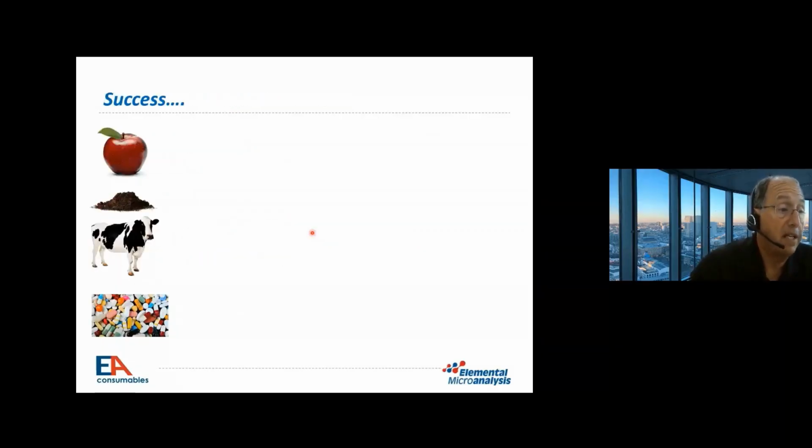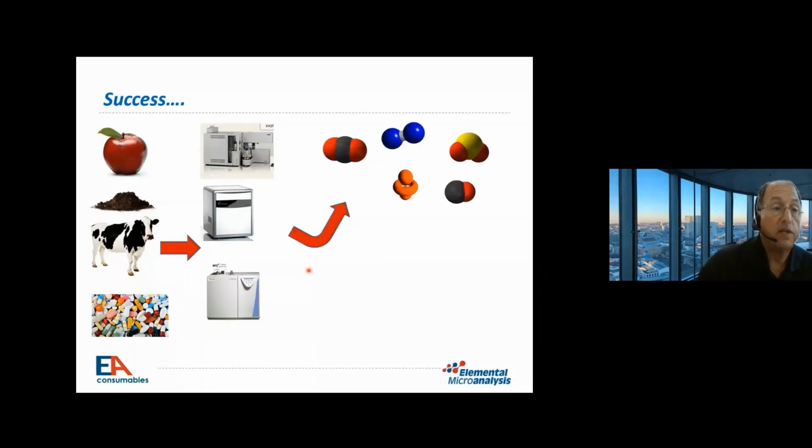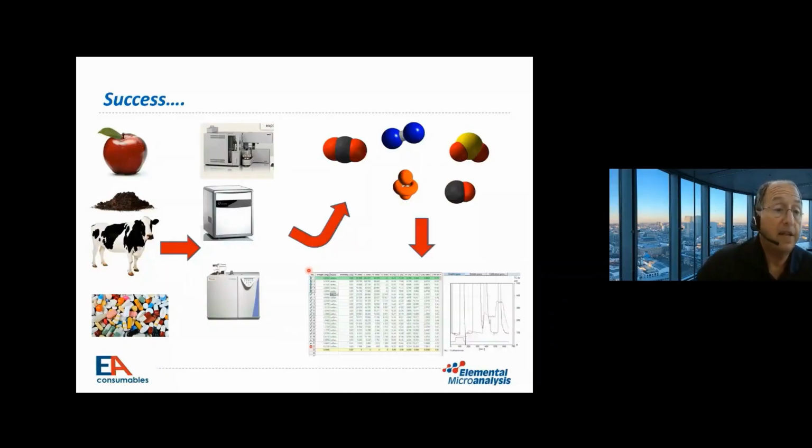Okay, so success. We have taken the things of interest. We put them into the magic boxes of the elemental analyzers. They convert into our analyte gases, and then the computer of the system will hold the calibration curves with the TCD and tell us our percentage of different elements.